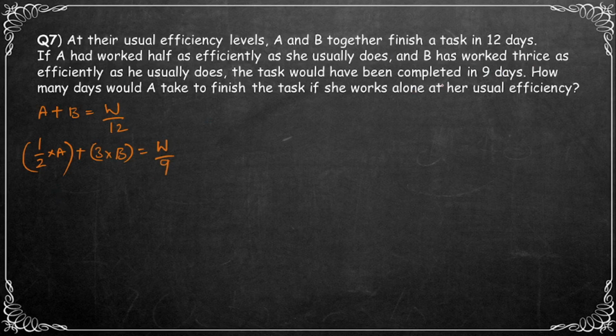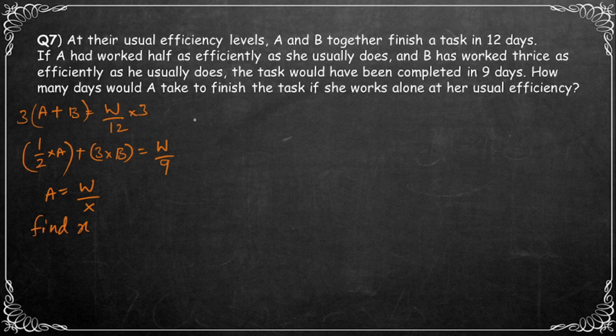So they are saying A and B can complete a work in 12 days. Now, if A had worked half as efficiently, that means half of her usual efficiency, and B had worked thrice as efficiently, that means 3 times his usual efficiency, they can complete that work in 9 days. We need to find, if A had worked at her usual efficiency, how many days she would take to complete that work. So in order to find X, we need to find A. In order to find A, we need to eliminate B. Here we have 3B, so in order to get 3B here also, we can multiply this equation by 3 on both sides.